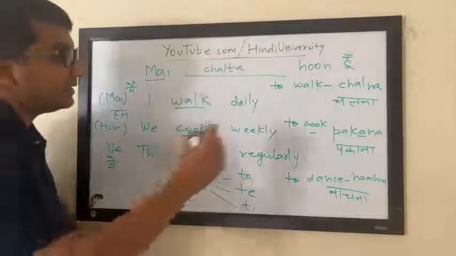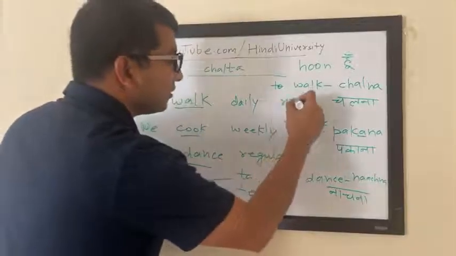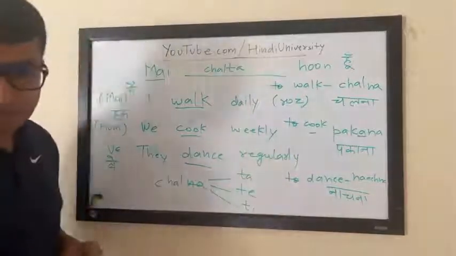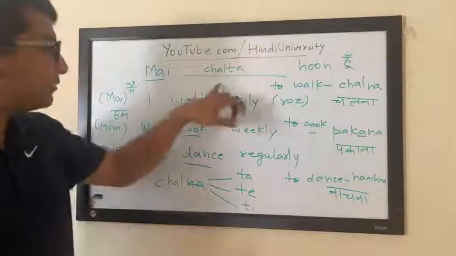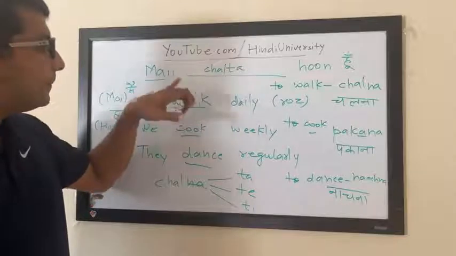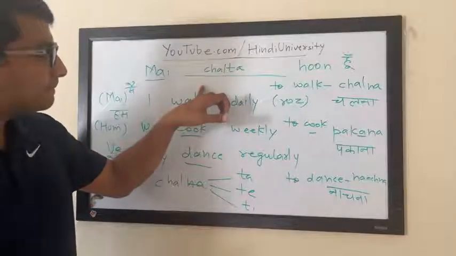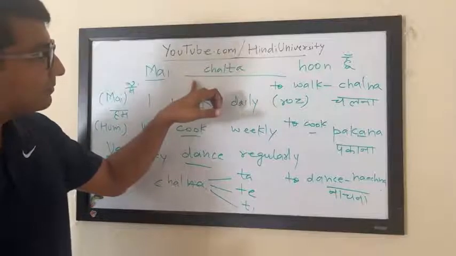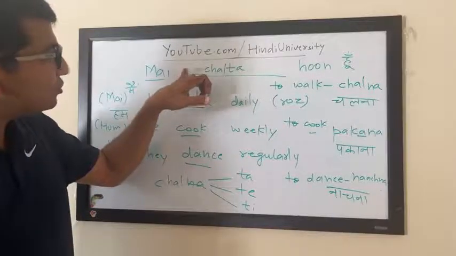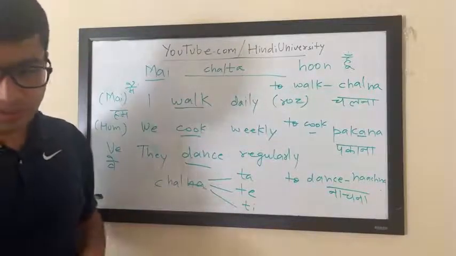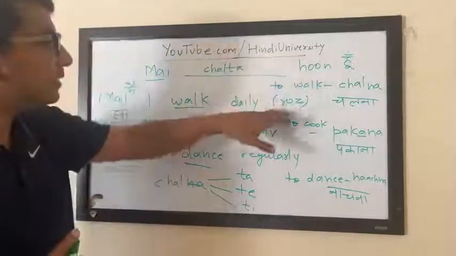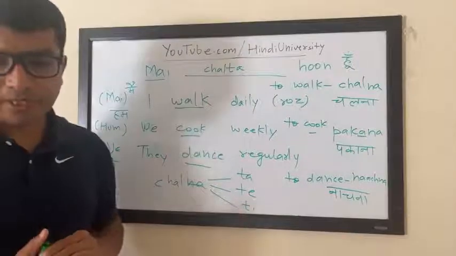So she said the word is roz. Not the flower rose, but roz, R-O-Z here. Okay, so now you say the full thing. Main? Chalta roz hu? No, main roz chalta hu. Okay. You have to put the roz before. That's right, it'll come before. Main roz chalta hu. Okay.